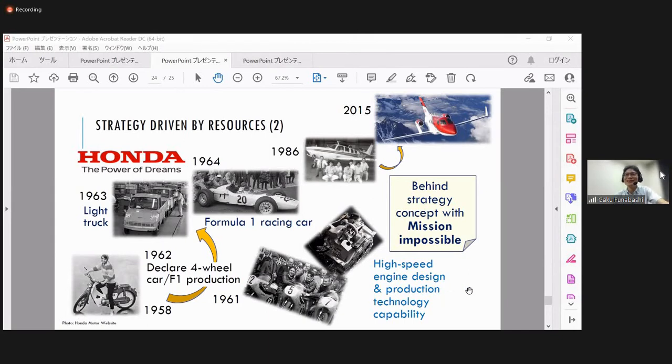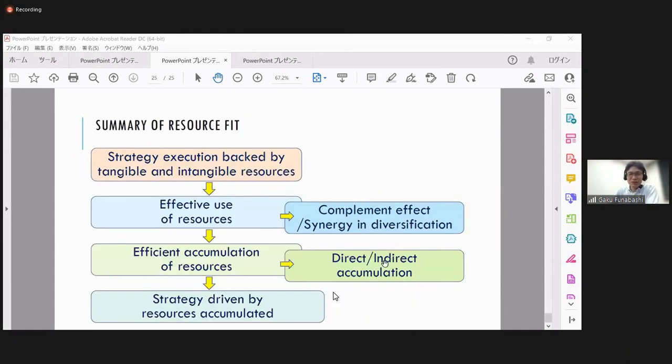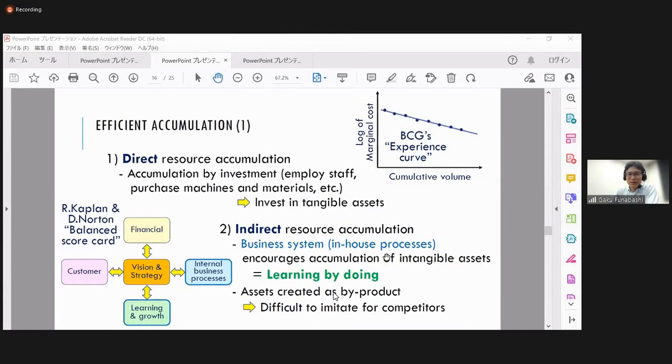But is it clear now? Okay, one more. Before this, let me explain about MVP.